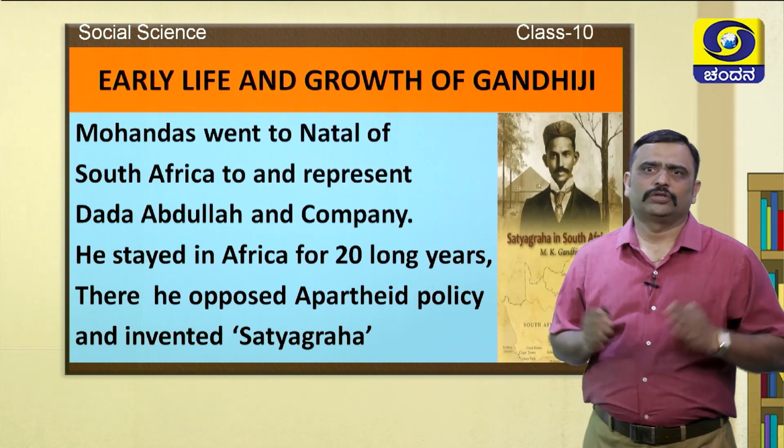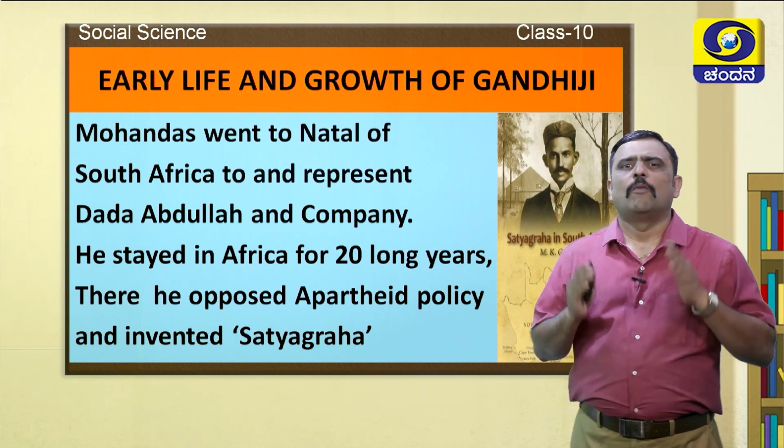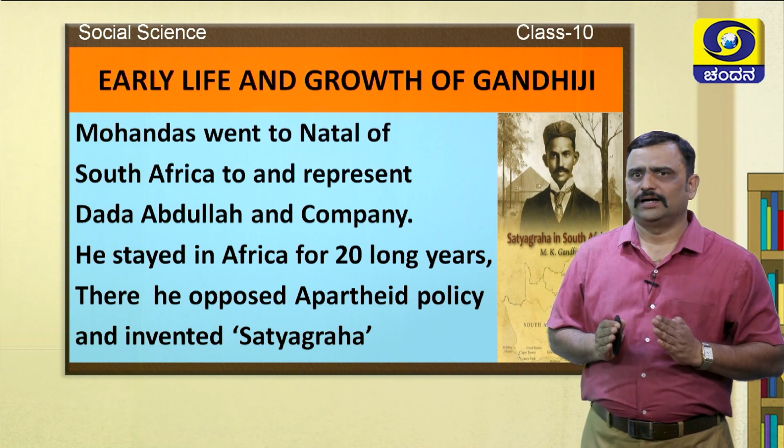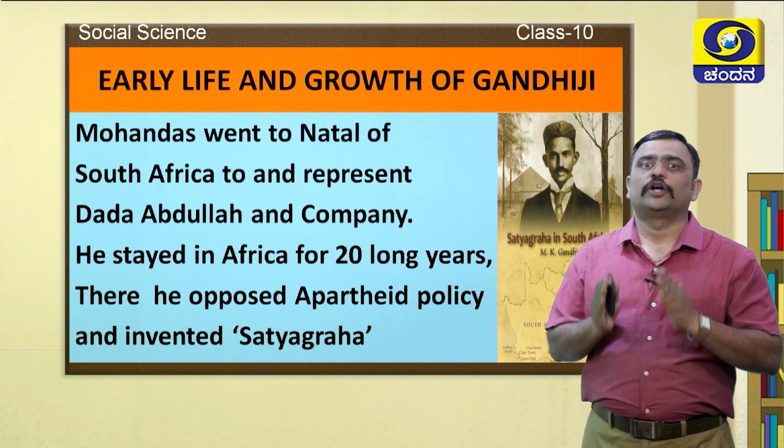Early life and growth of Mahatma Gandhiji. Mohandas went to Natal in South Africa and represented the Dada Abdullah Company. He stayed in Africa for 20 long years. There he opposed the apartheid policy and invented a new way of fighting injustice, which was called Satyagraha. The very meaning of the word Satyagraha is urging for truth.